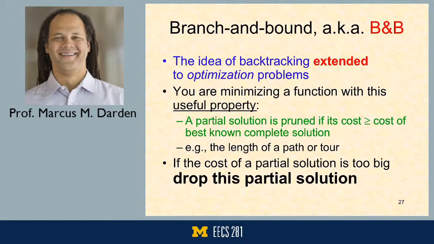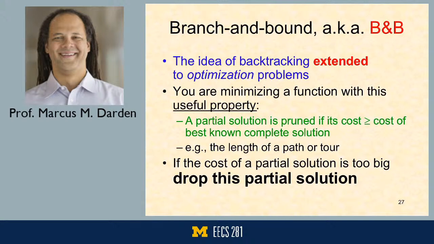Branch and bound, or B&B, is going to take backtracking and extend it to optimization problems. And we do this by minimizing this function with a useful property. So I know that a partial solution is pruned if it ever violates a constraint. But now with branch and bound, I'm going to add a partial solution being prunable if it looks like it's going to cost too much. If I've got an existing solution and I know that I'm trying to find the best, if my current solution isn't going to be better than that, it's not a solution worth investigating.